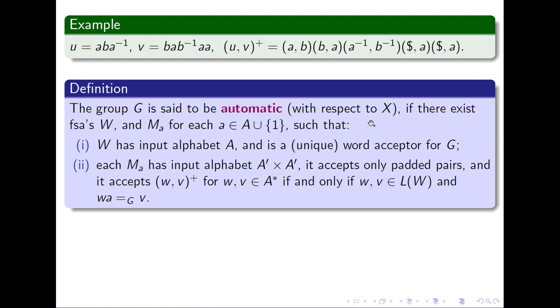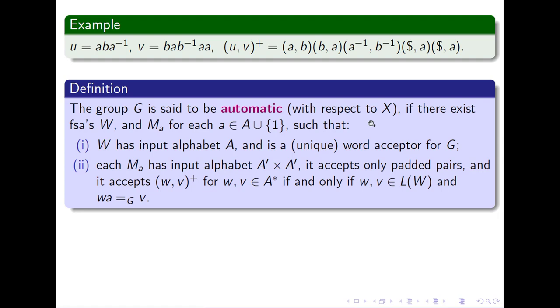And then the tricky bit: for each generator a in A, we need an automaton that we call M_a, which stands for multiplier. So it's a multiplier automaton, and the word acceptor comes in here because it's only interested in pairs of words which are in the language of the word acceptor.